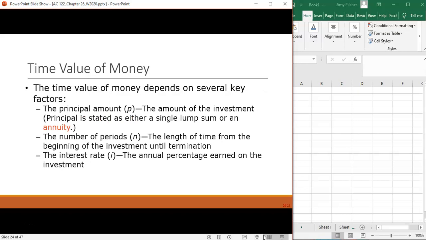When we look at the time value of money, we need to know a certain amount of things. One is, what is the amount of money? Is it a lump sum? Is it an annuity? An annuity happens every year in a consistent fashion. What is the length of time? Is it a 5-year investment? Is it a 10-year investment? And what is the interest rate? This interest rate is the annual percentage that we earn on the investment. That interest rate is also called the discount rate, or the hurdle rate, or the required rate of return on an investment.